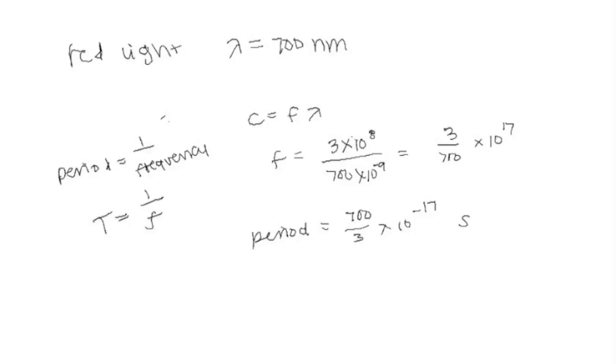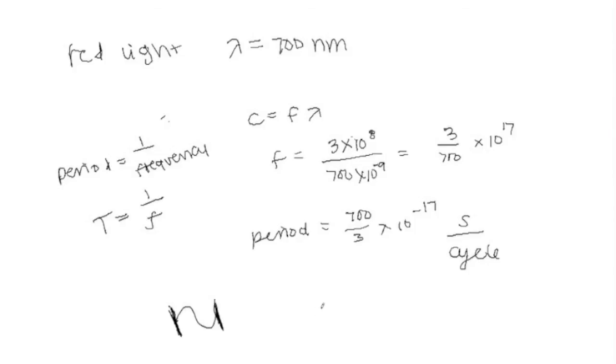How would you interpret this number? What's that telling us? That it only takes 700 divided by 3 times 10 to the negative 17 seconds to complete one cycle. Yeah, one cycle of what? Of the wave. For the EM wave, what is it that's oscillating in the EM wave? The magnetic and electric fields. Good. Okay. Yeah, so you're on the right track.